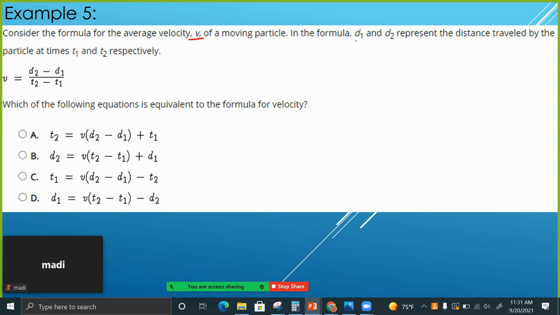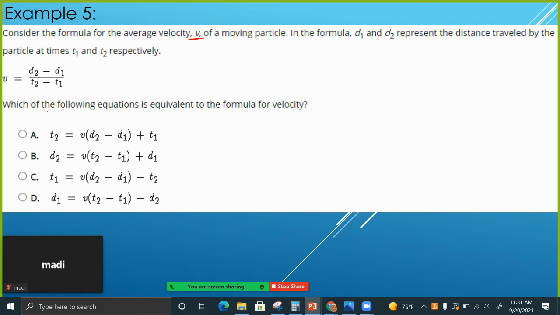In the formula, d1 and d2 represent the distance traveled by the particle at times t1 and t2 respectively. Okay, and then we get a formula: V equals d2 minus d1 over t2 minus t1. Which of the following equations is equivalent to the formula for velocity?